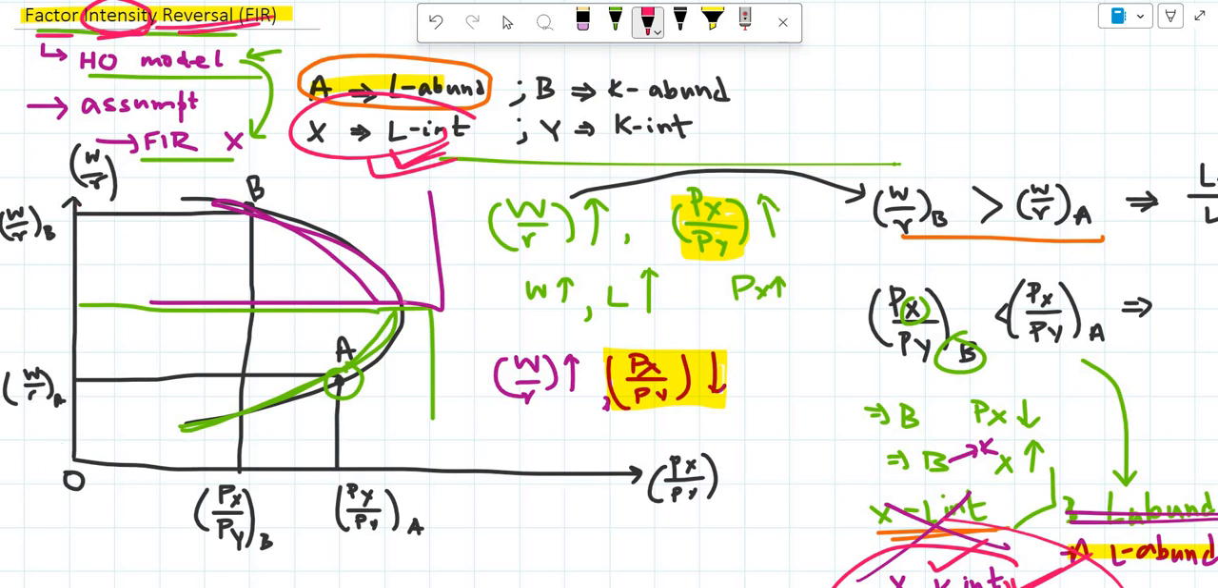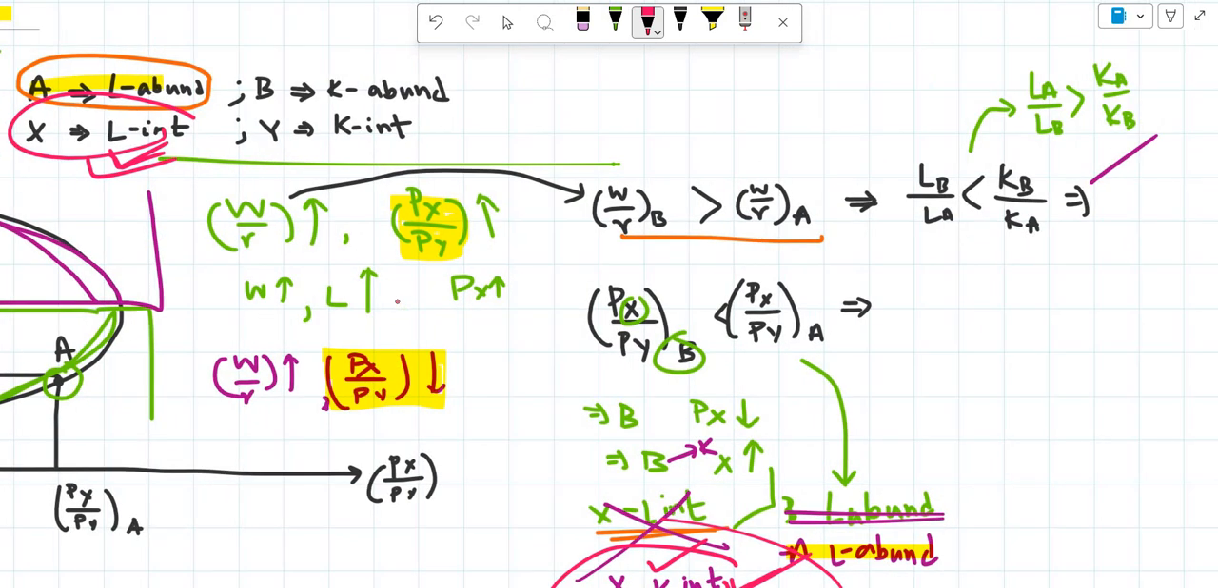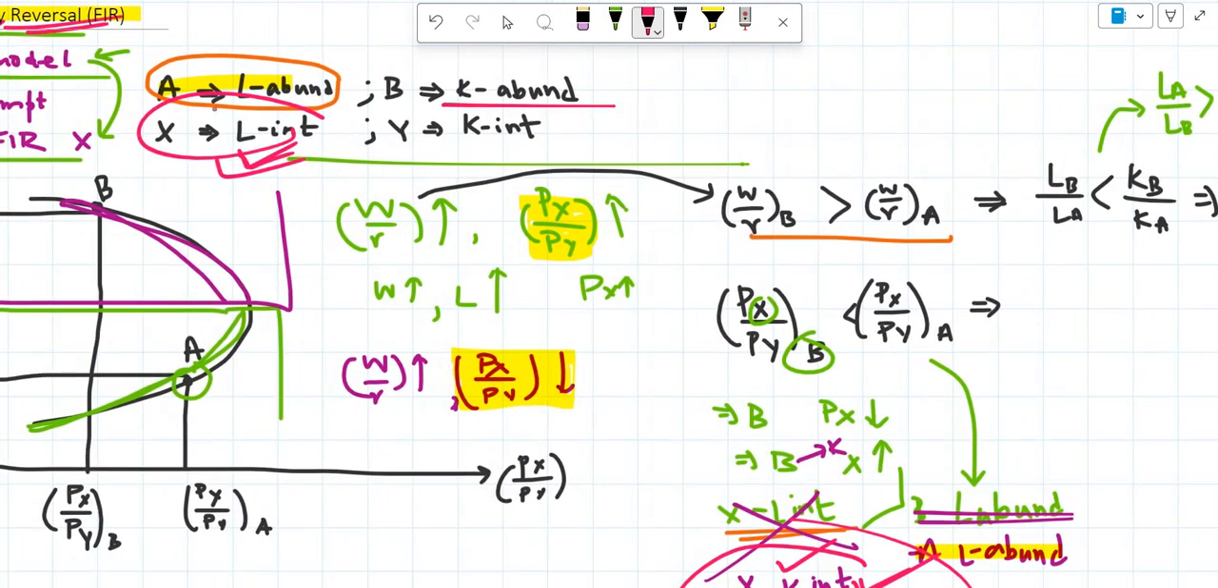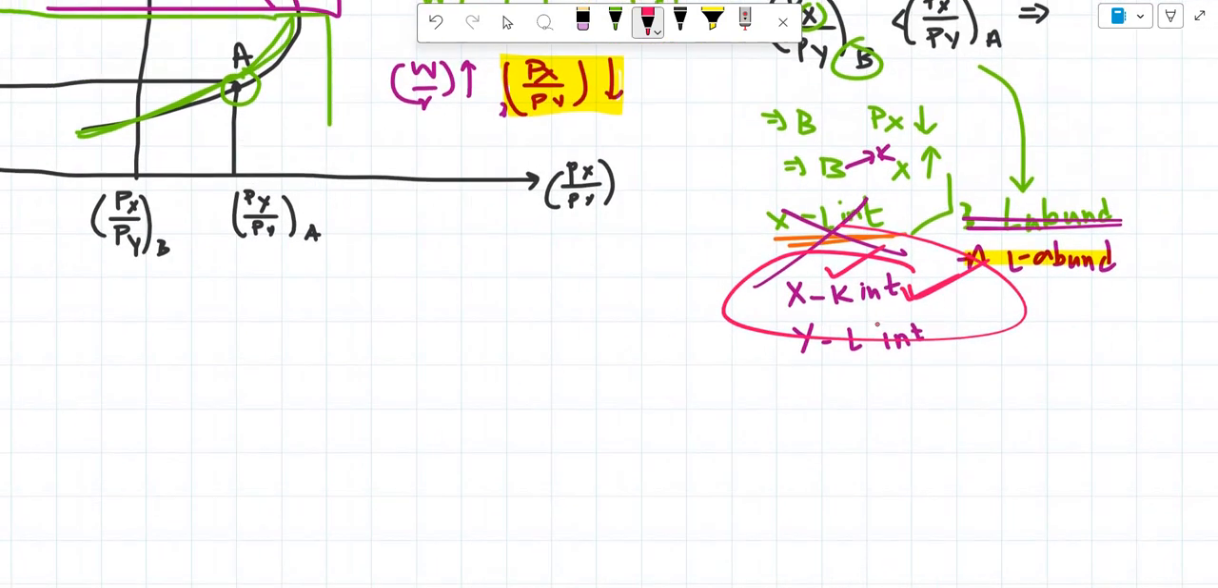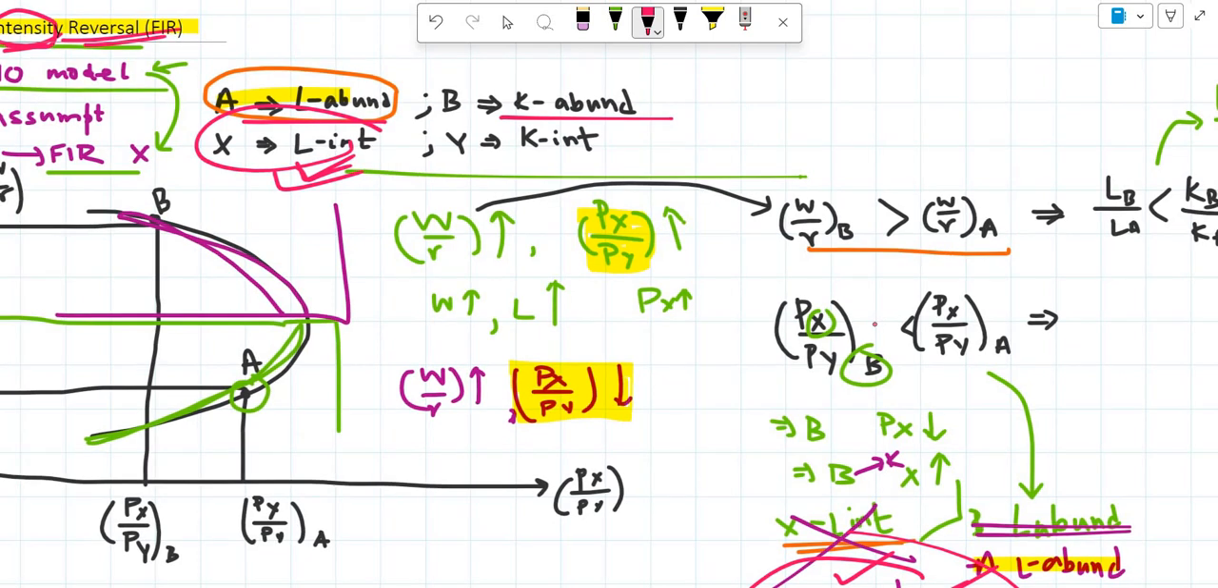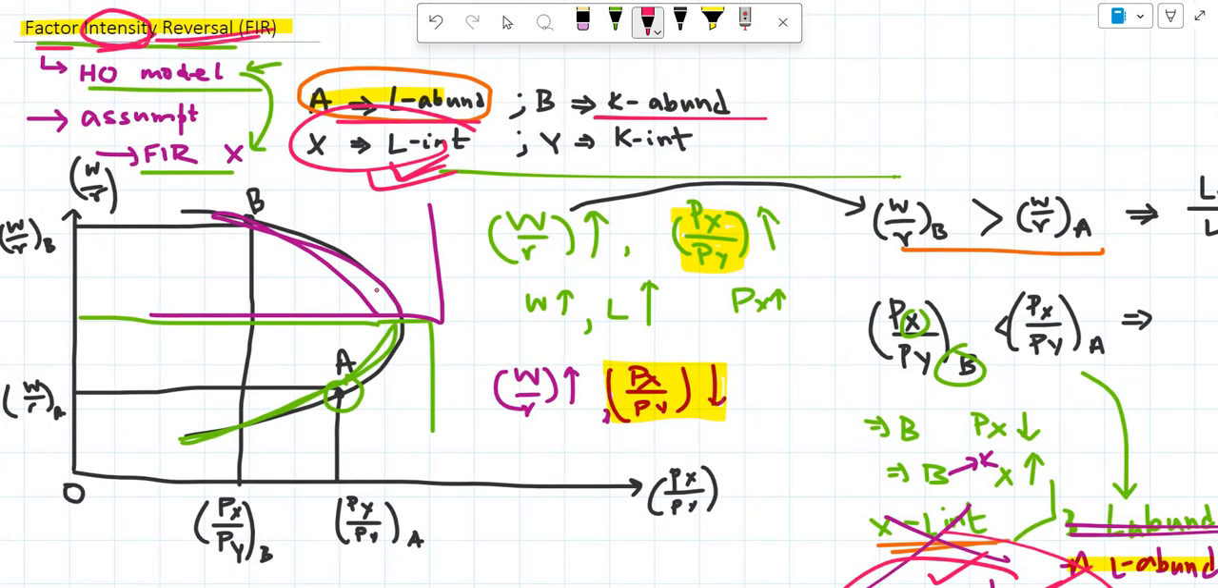So even if the countries are following the concepts of capital abundance and labor abundance, there is an issue with applicability of the HO model, which we'll be discussing soon. And essentially, if the factor intensity reversal happens, this is something weird, right? If this happens, then the HO model does not hold. So that is basically the essence of factor intensity reversal.